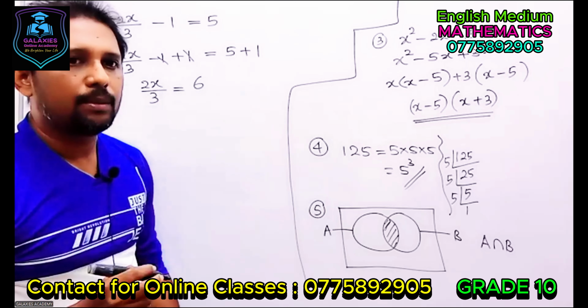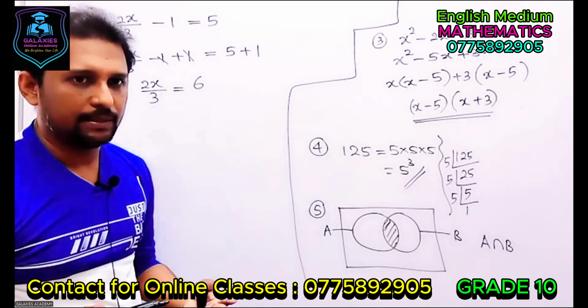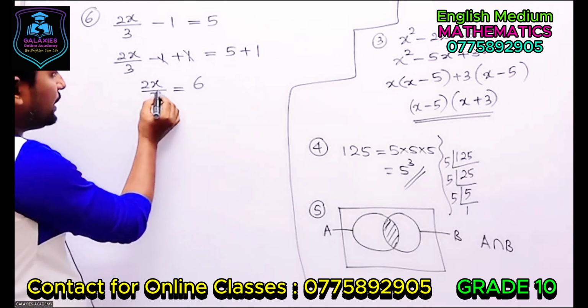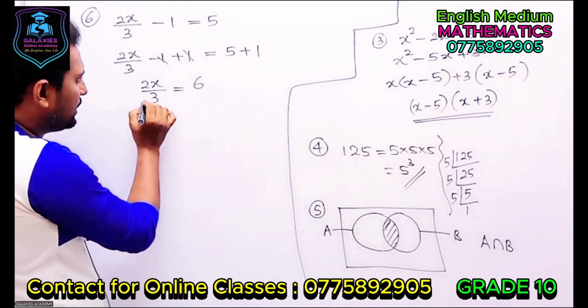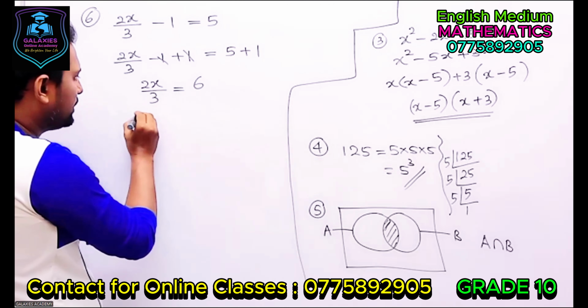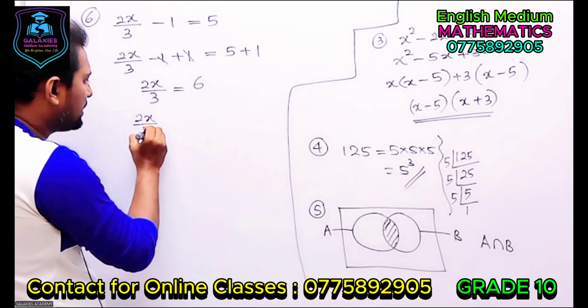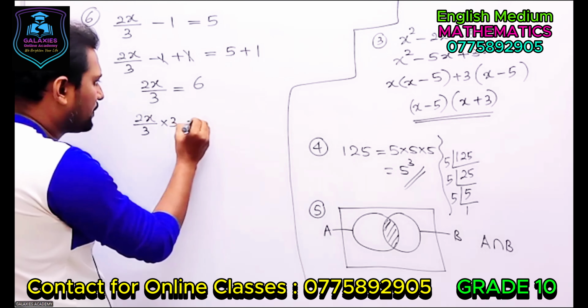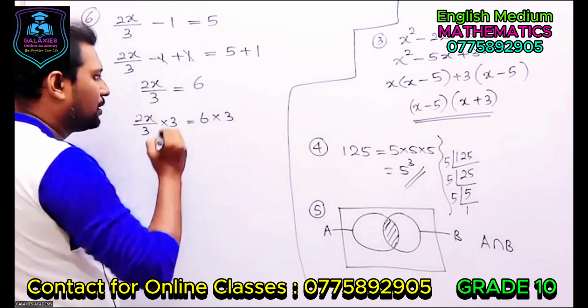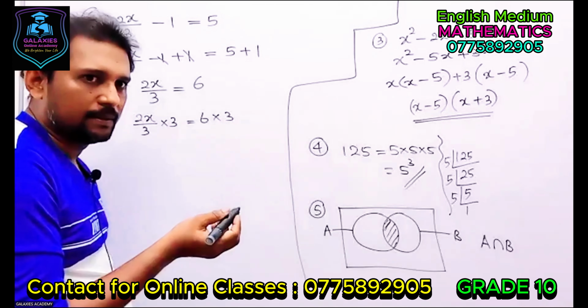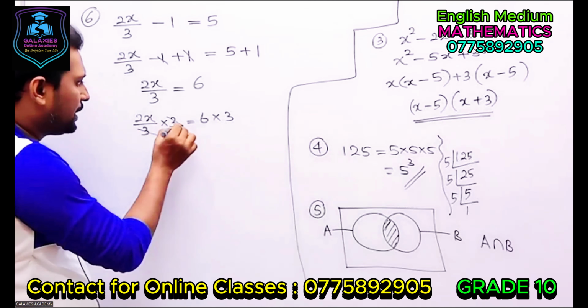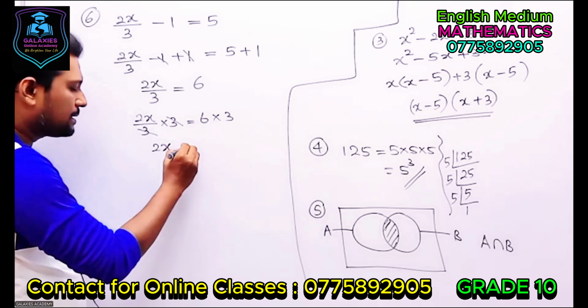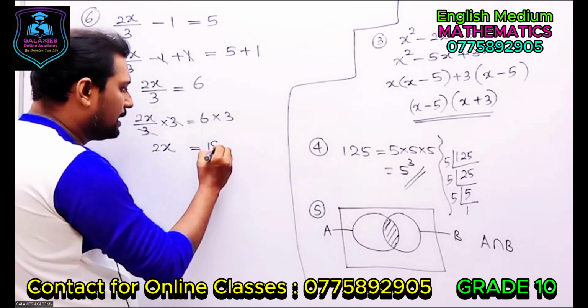Then what do we have to remove? 3. 3 is connected with x by division. To remove it, you have to do the opposite mathematical operation. What is the opposite mathematical operation? Multiplication. Then 3 and 3 cancel. This side remaining 2x. 2x equal 18.